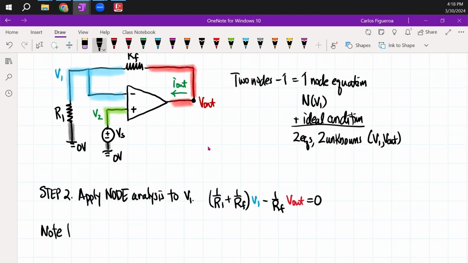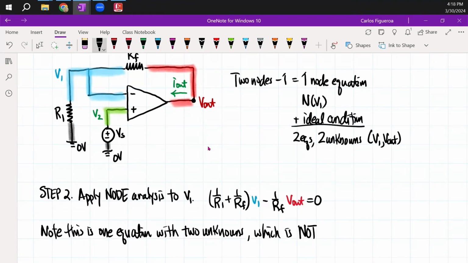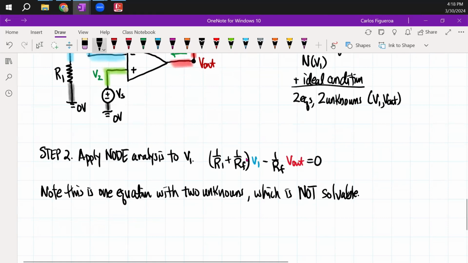Note, this is one equation with two unknowns, which is not solvable. That's where the ideal conditions come in. So if I now go to step 3 here, I'm going to apply the ideal conditions.